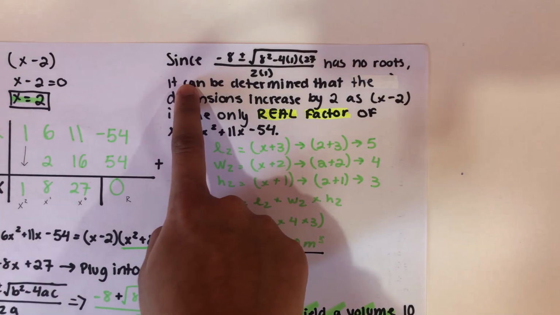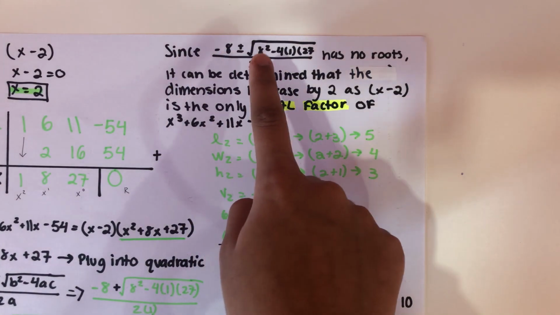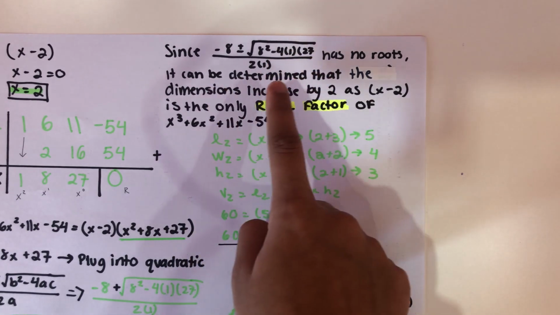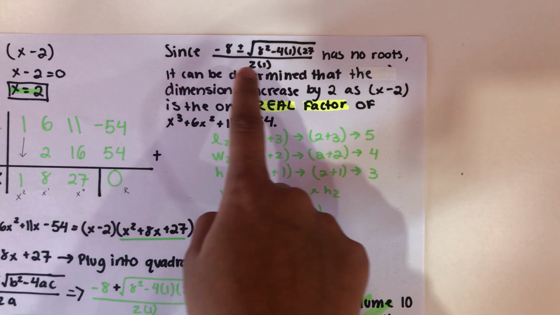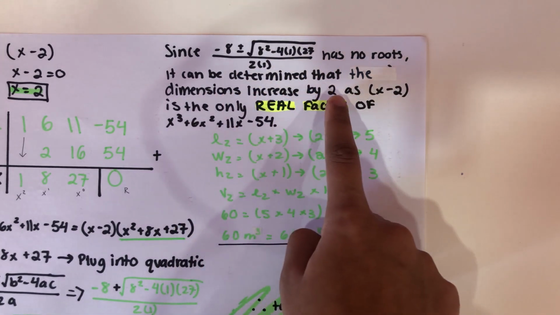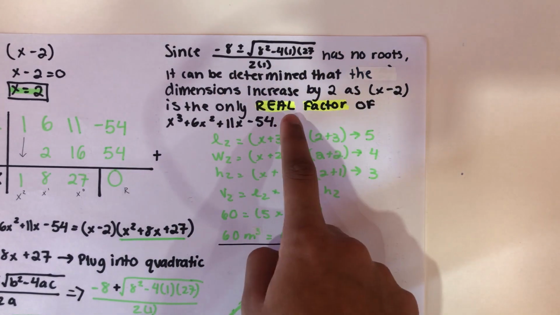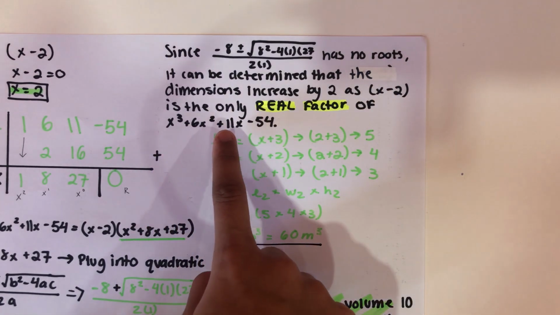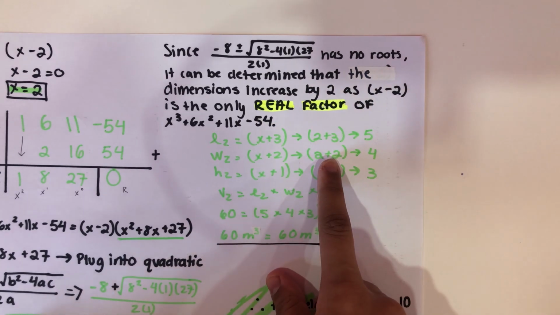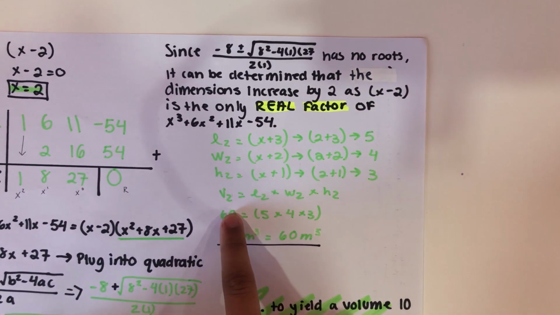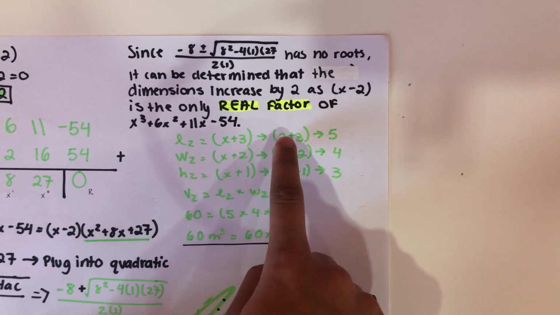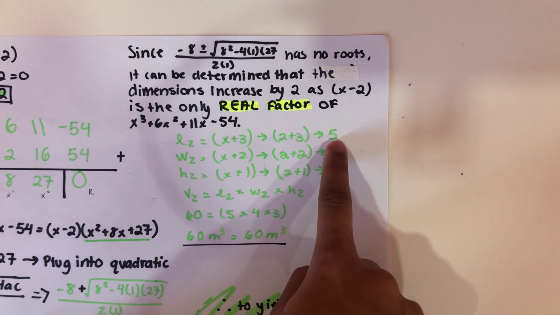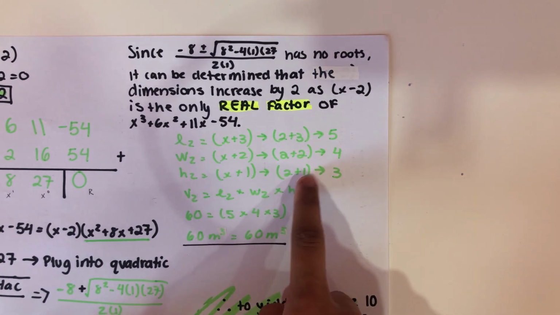So now we can write this statement. Since negative 8 plus or minus the square root of 8 squared minus 4 times 1 times 27, over 2 times 1, has no real roots, it can be determined that the dimensions increase by 2, as x minus 2 is the only real factor of x to the power of 3 plus 6x squared plus 11x minus 54. Now we can determine our new dimensions. So we're going to sub in 2 for all the x's. We get 2 plus 3 equals 5, 2 plus 2 equals 4, 2 plus 1 equals 3.